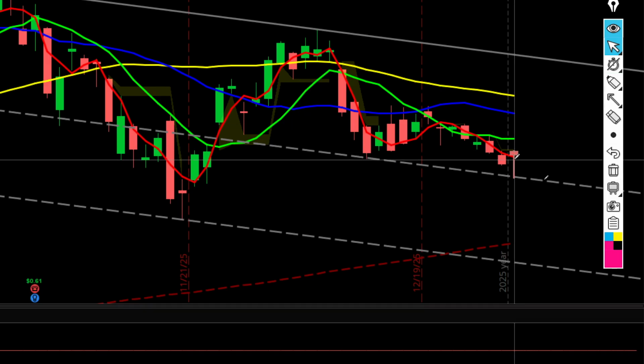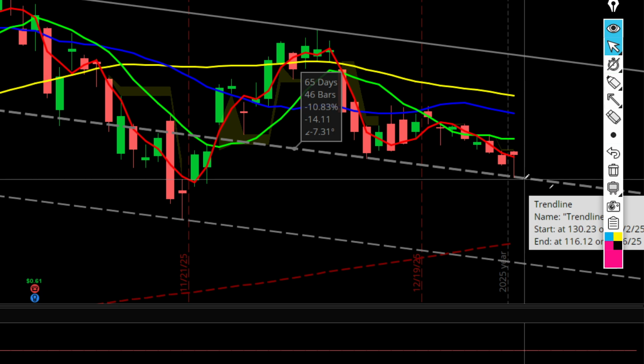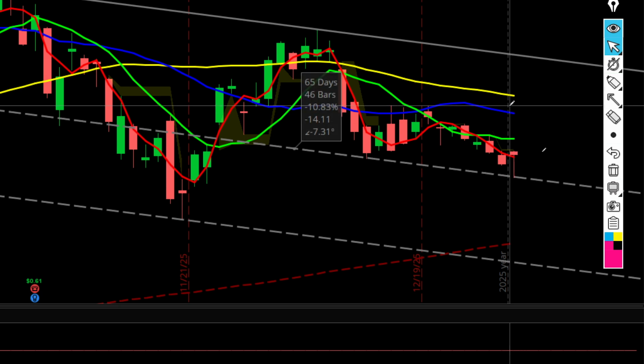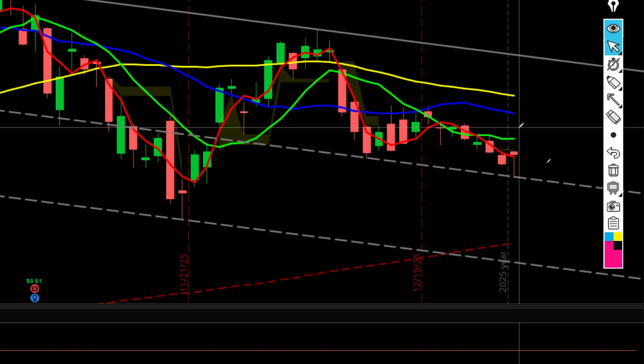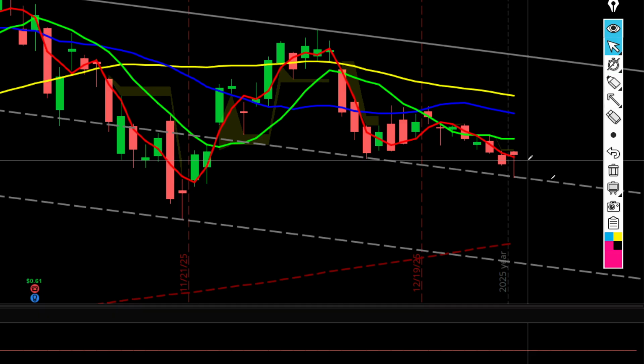But you say, well, does that give me a good risk to reward? Not really. It's closer to a 1-to-1. It's not a 2-to-1, but it depends on your risk tolerance.